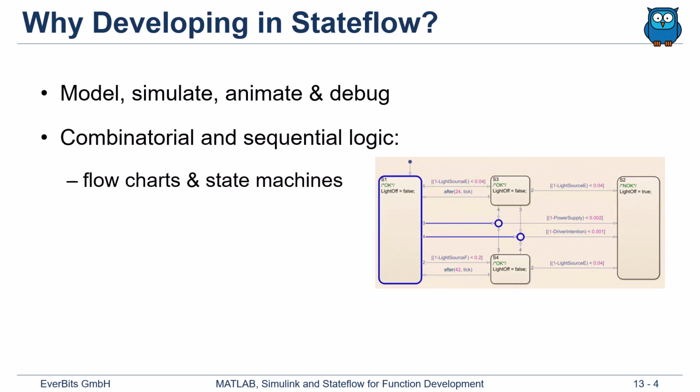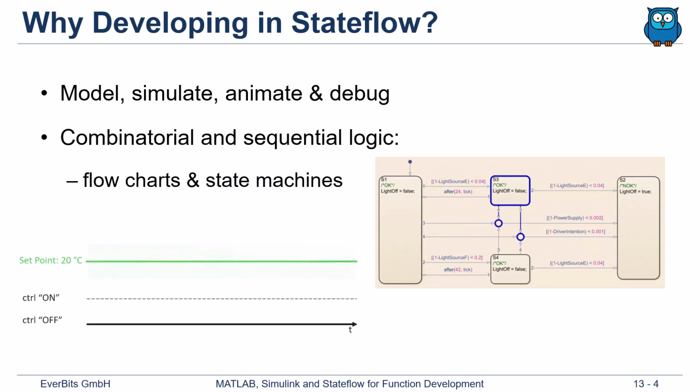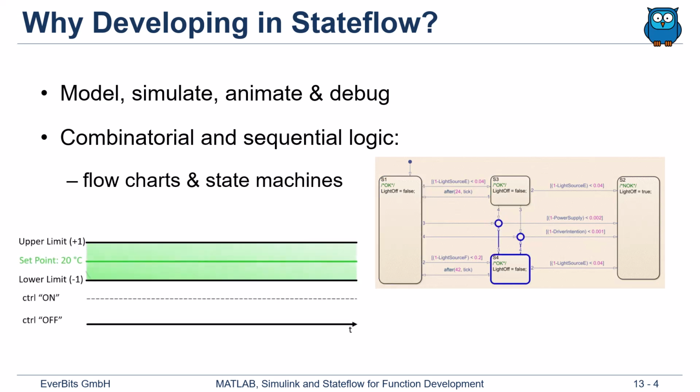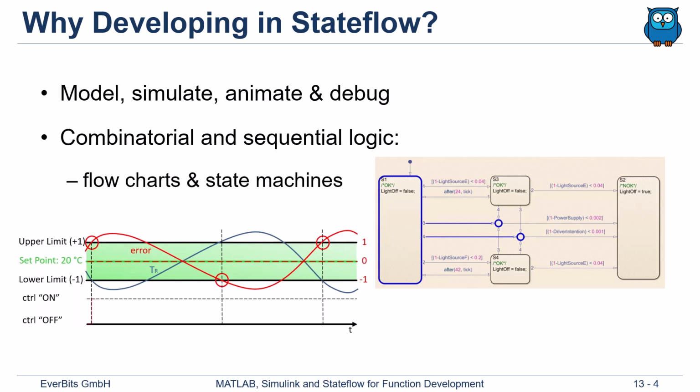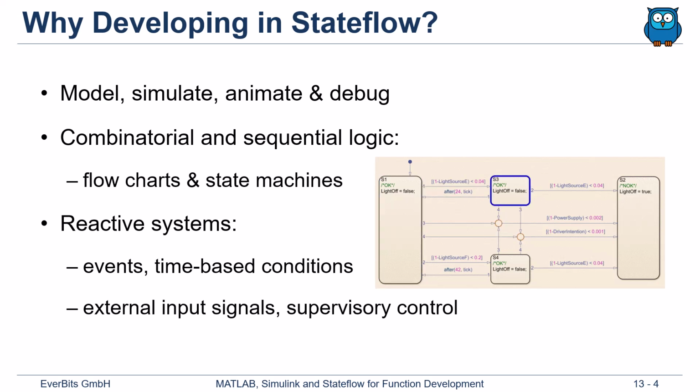Because we will be defining combinatorial and sequential logics, and it means that at some point of a signal, we will look at it and decide what to do. So the signal is a trigger, and so we can switch some specific path of a program. And it is possible in both flowcharts and state machines, but also in the reactive systems, combining the flowchart state machines in Stateflow with Simulink models.